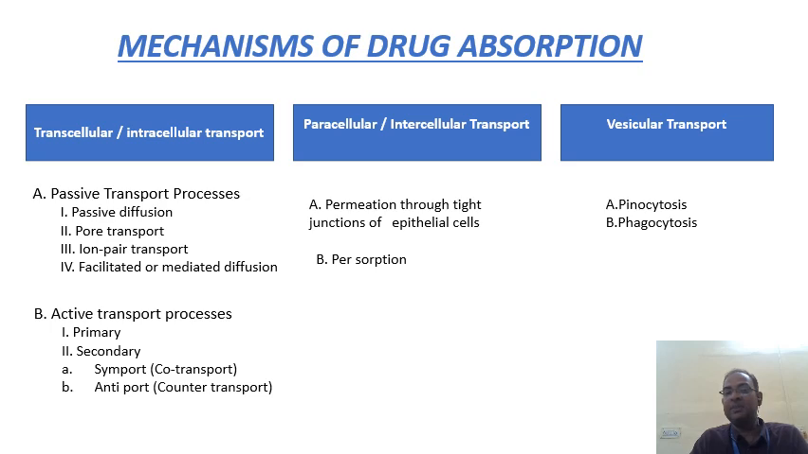The second one, the paracellular mechanism or intercellular mechanism, is the permeation through tight junctions of epithelial cells. Then the second one is persorption. The third one is vesicular transport. Here we have pinocytosis and phagocytosis. So these are the classifications of these transports. Let us learn one by one.